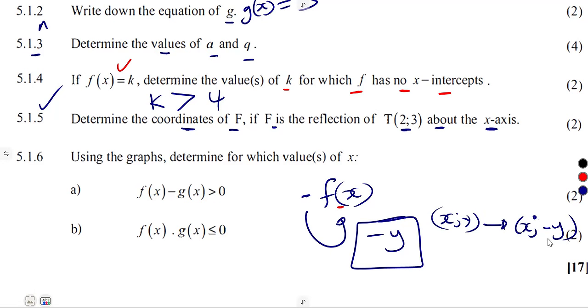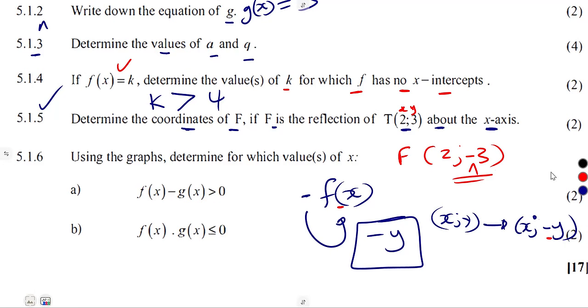Minus f of x, y is affected. So it is the y there. This is x, this is y. So the point is going to be (2, minus 3). That is what it means. The y value is affected. Only the x value remains as it is.